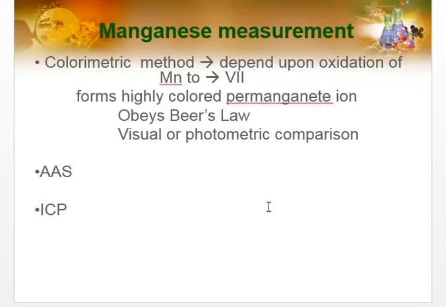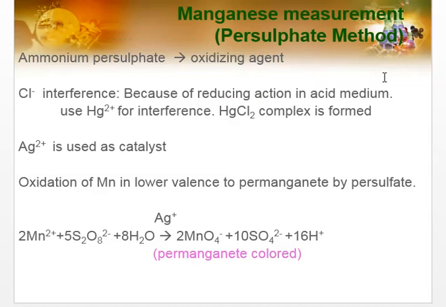As a metal, we can analyze a metal-containing compound by the ICP method and atomic absorption spectroscopy methods. We can determine our metals. You know that manganese is also a metal.